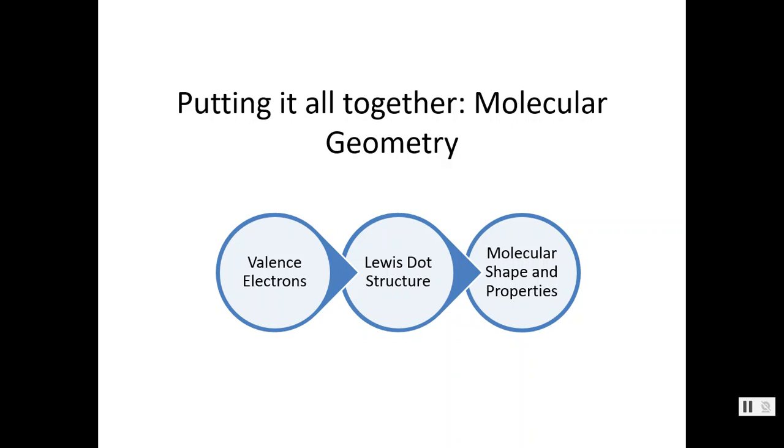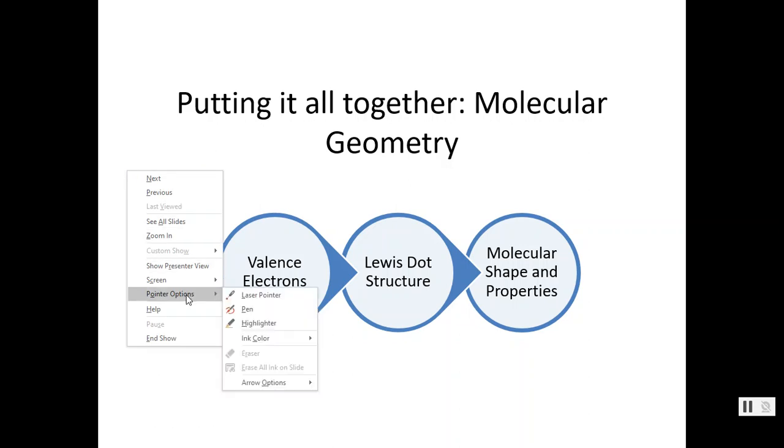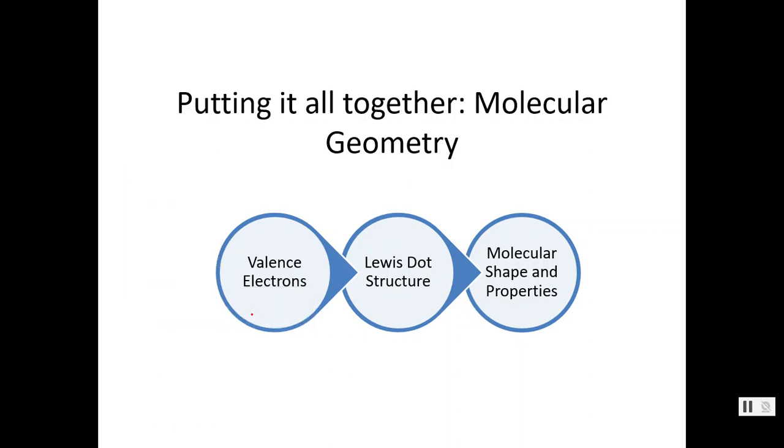Okay, so in the previous videos, we have spent a lot of time talking about Lewis dot structures, what they are, the rules for drawing them, and how to draw them, and how they're based upon the valence electrons for the elements in that molecule. What we're going to focus on now is how to use the Lewis dot structure for a molecule to say something about the shape and properties of that molecule.